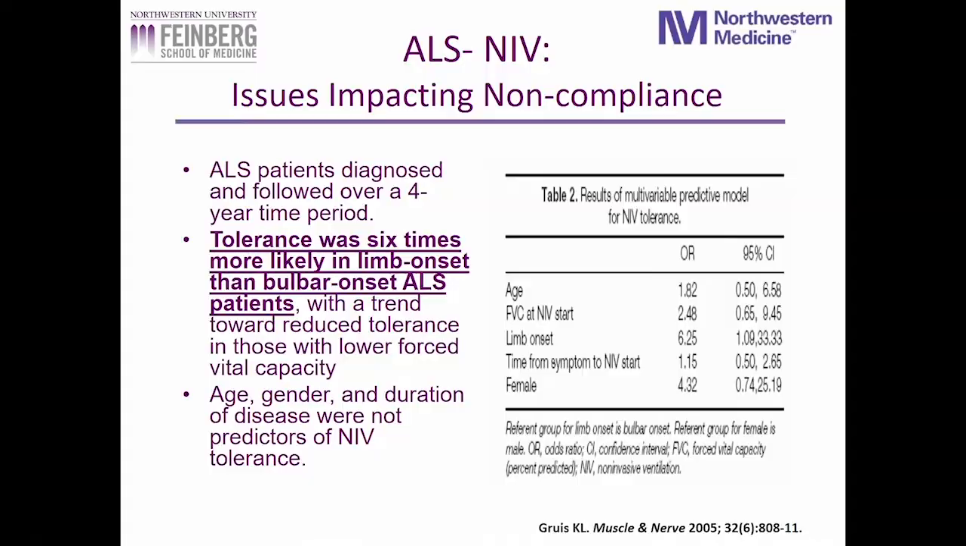Issues that affect noncompliance. So what we know from this study, looking at patients diagnosed over a 4-year time period, is that tolerance always tends to be much better in people who are limb onset as opposed to bulbar onset. There is a population of people living with bulbar ALS that just do not tolerate bi-level ventilation or non-invasive ventilation. And we know that those people tend to actually do worse because they just cannot tolerate it, and we know that non-invasive ventilation does improve prognosis.